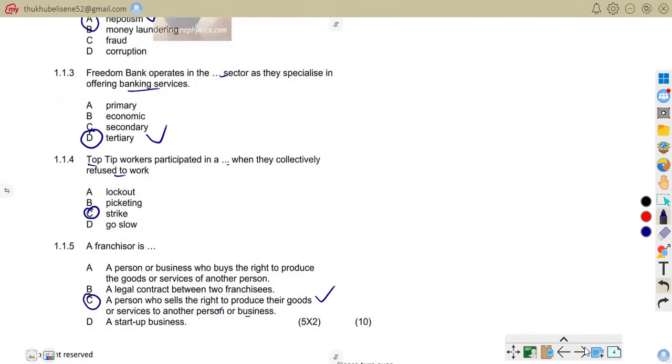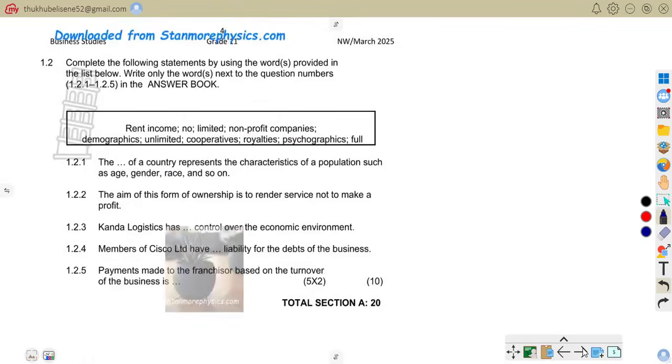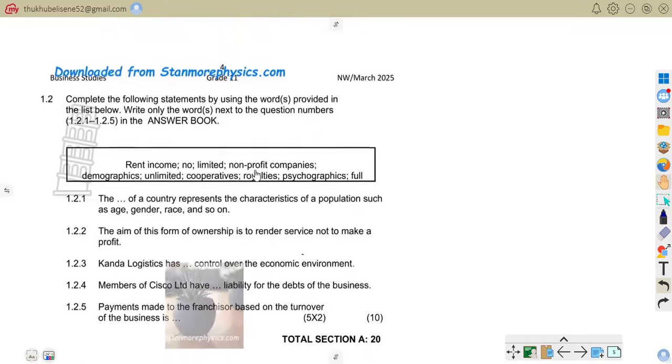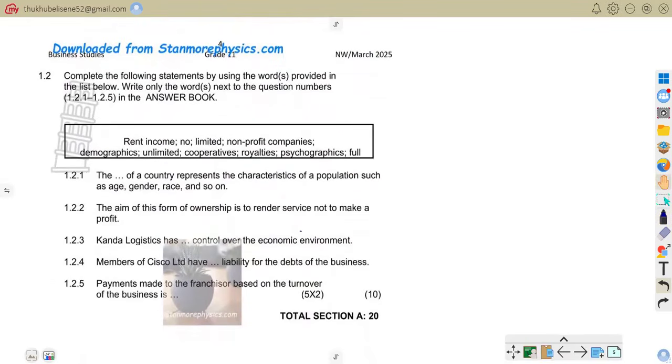Let us move on to question 2, section B. No, 1.2, sorry. Let us move on to 1.2. I'm very sorry. So 1.2 is all about completing the following statements by using the words provided in the list below. Write the words next to the question number.